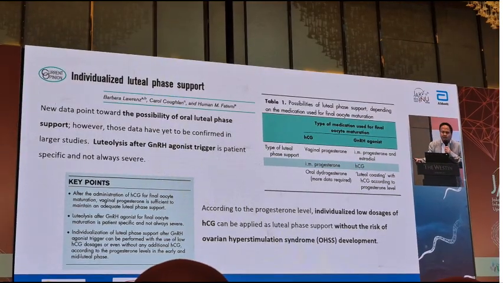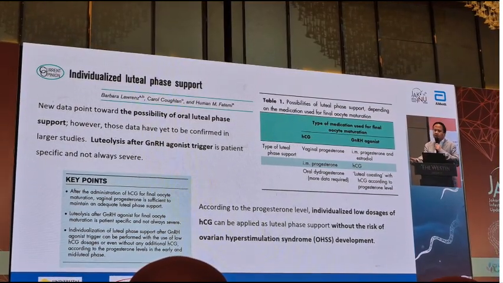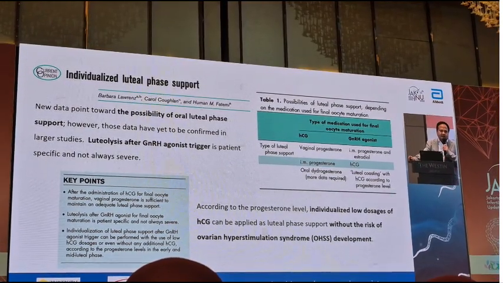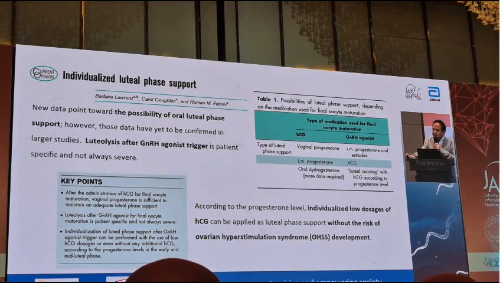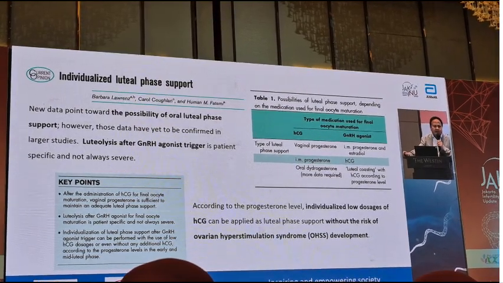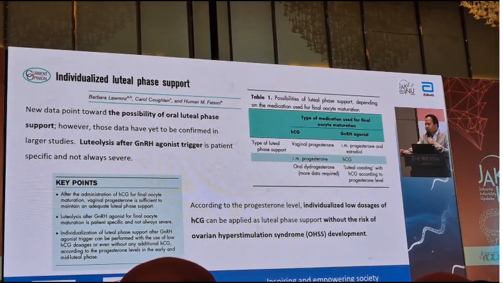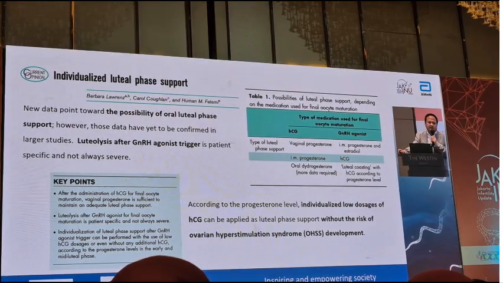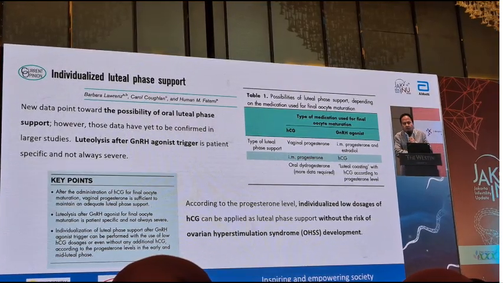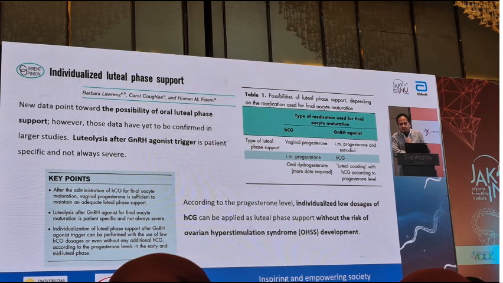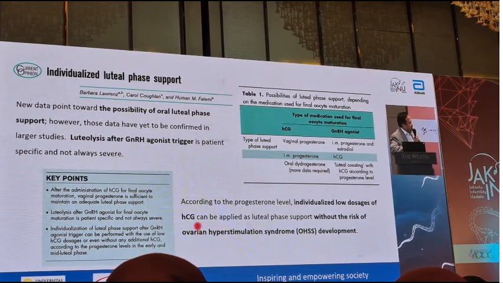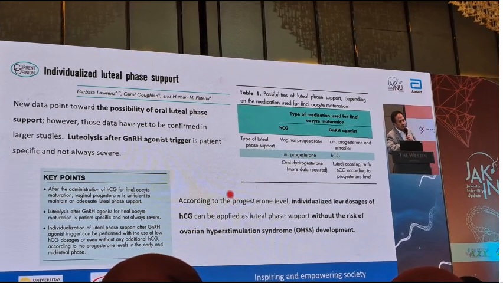The other important thing in luteal phase support is that right now we recognize individualized luteal phase support. It quite depends on the drug that we use for the trigger, if we use HCG or if we use an agonist trigger. Of course, if we use an agonist trigger, we want to do a fresh transfer.